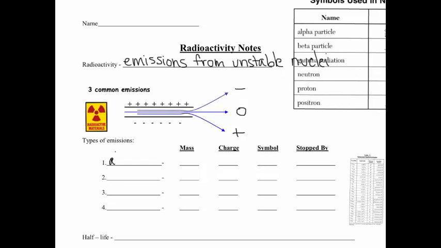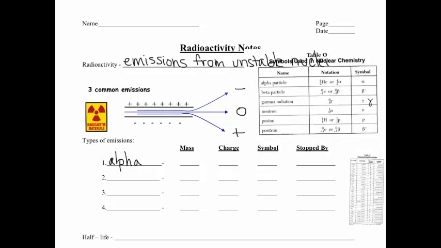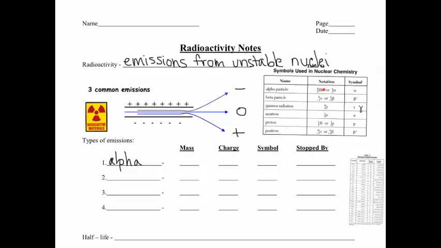We have alpha particles, and this is essentially just from Table O. In fact, I'm going to shrink that down so we can see that up in the corner here. Alpha emissions have a mass, remember the mass is in the upper left there, of 4. They have a charge of 2, but it's actually a plus 2. The symbol we're going to use for that is alpha. And we're going to get to the stopped by stuff once we talk about all these particles. So you can imagine that an alpha particle is relatively large.